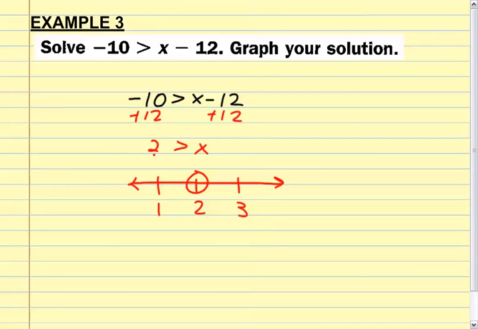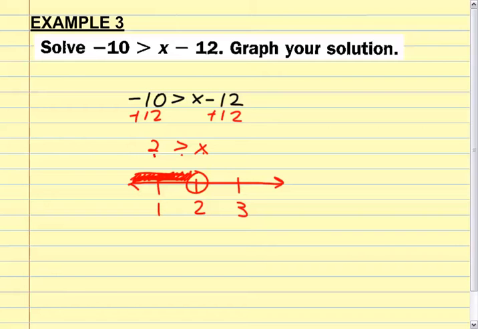Can I color in the circle? Can it be 2? No. It can't be 2. Where do I need to shade, Casey? To the left. But the arrow is pointing in the other direction. Doesn't matter. X is less than 2. You have to be able to read it both ways, right, Caroline? These are all the numbers that if I plug them in for X, they're less than 2. You got to think about it, okay?